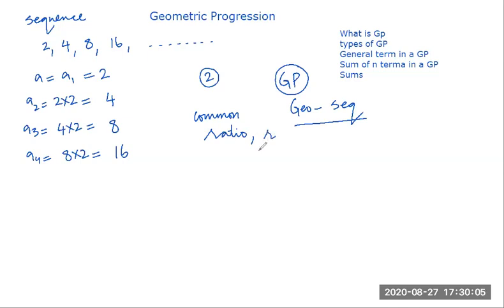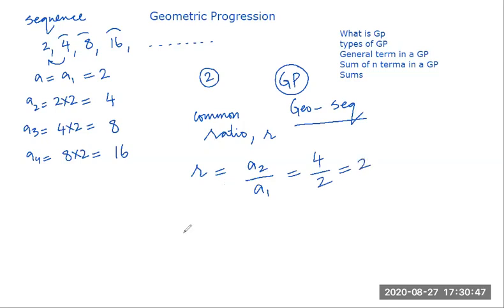So students, if we want to find the expression for r, it is basically the second or third or any term leaving the first term. Let's say we take the second term, we are dividing it by the previous term. Let's say in this case it is a1. So it is 4 divided by 2, which is giving you 2 as the common ratio.